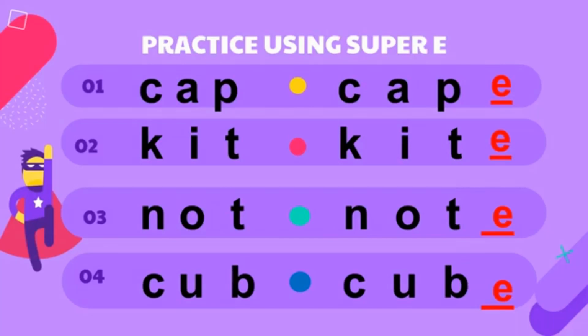No, that's not the right sound. Try again. Remember, when a word has 2 vowels, the first one says its name and the second one is silent. Cube. Cube. Much better. C-U-B-E. Cube.